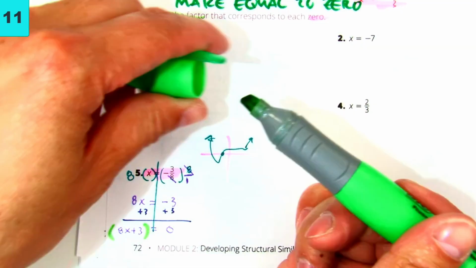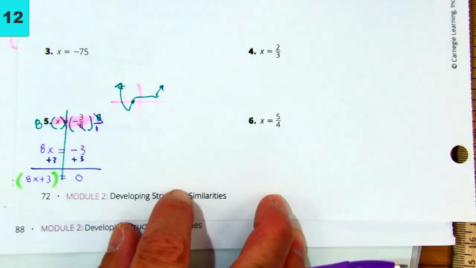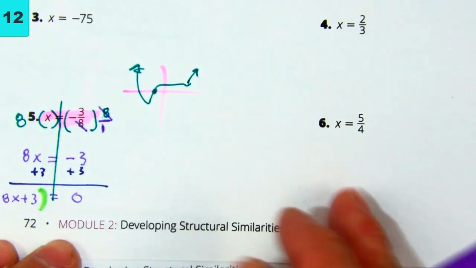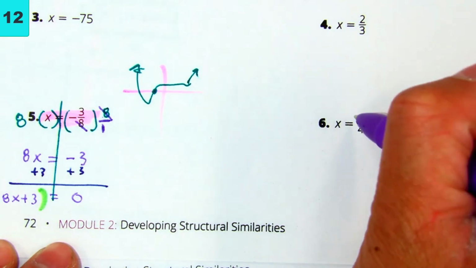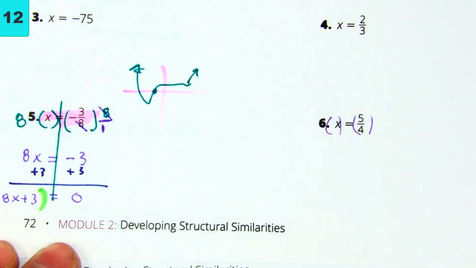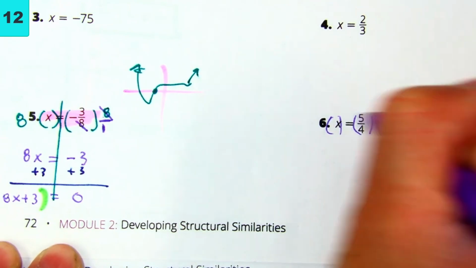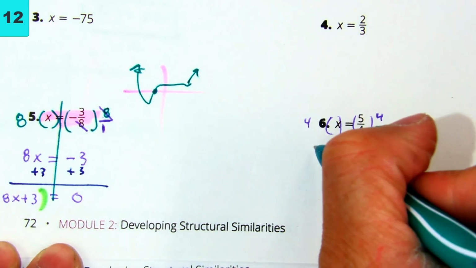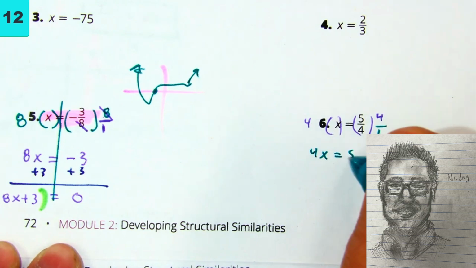Let's do one more. Let's do question number 6. Partner A, tell partner B, what's the first thing you're going to do? Question number 6, tell your partner, what do you do first? Show me with your fingers what number we're going to multiply both sides by. 4. Thank you for showing me your fingers. Class, 4 times x is 4x. 5 times 4 is 20, divided by 4 is 5. Or you can just cancel the 5s.